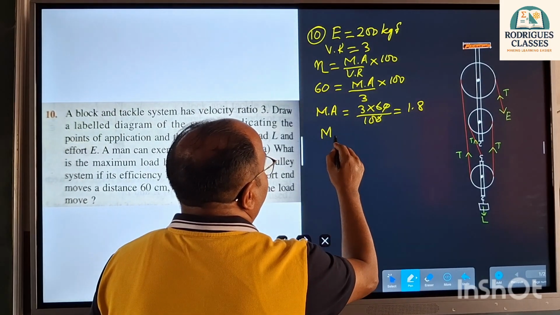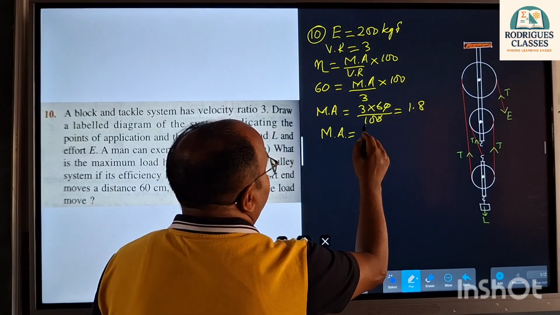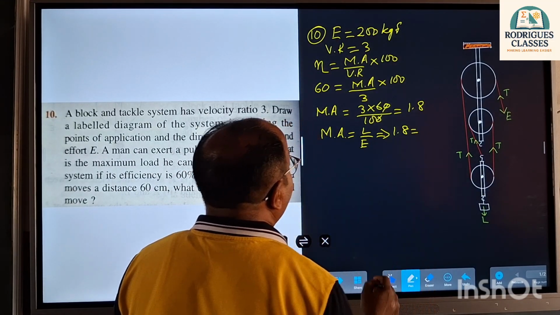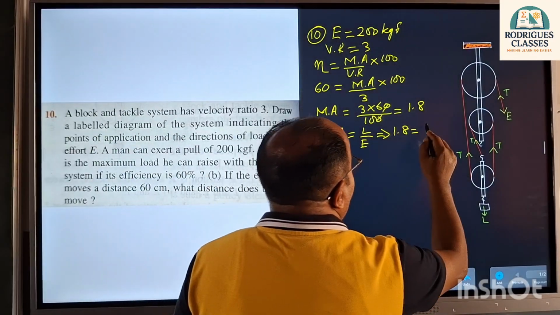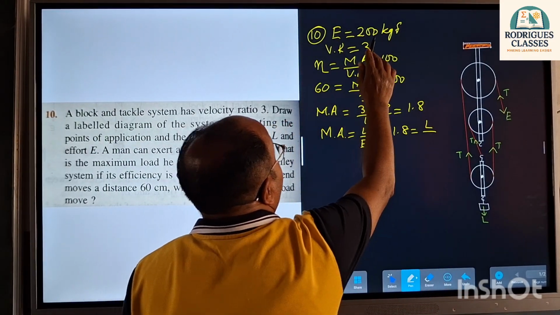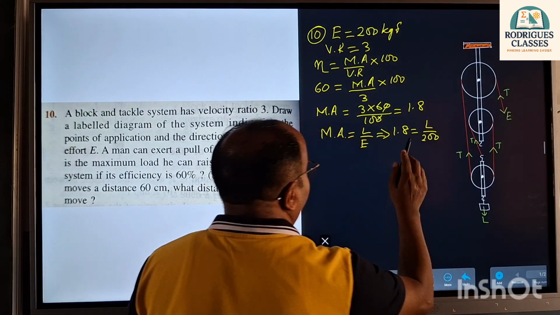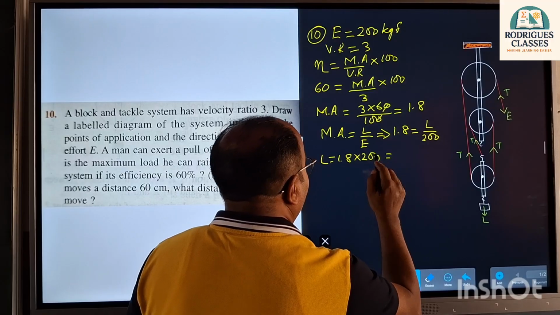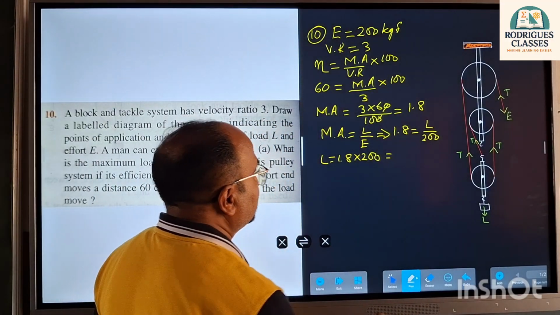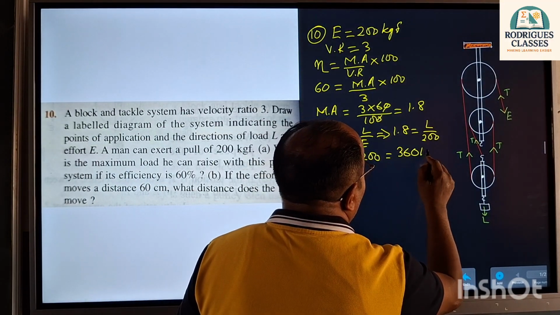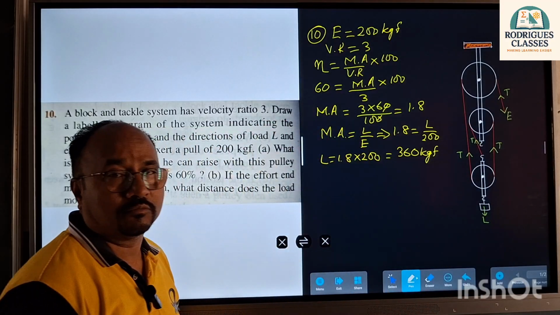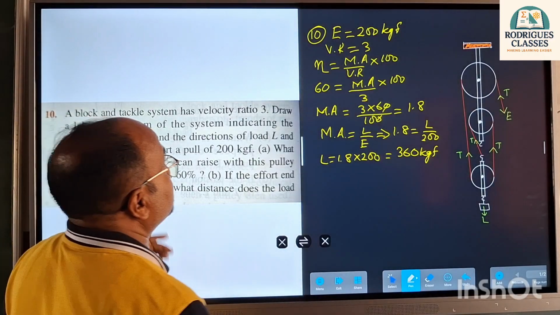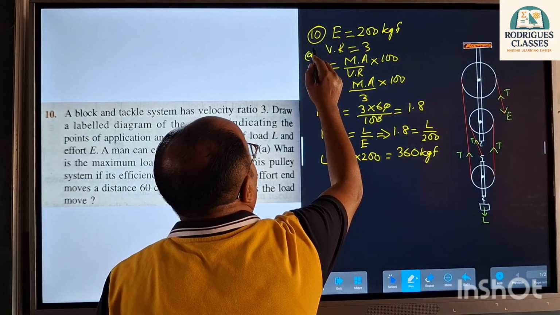So using mechanical advantage as load by effort. So mechanical advantage is 1.8. Load we have to find here and the effort is 200. Okay, so load will be 1.8 into 200. So 10 will remove that decimal. 18 into 200 gives 3600, divided by 10 gives 360. So he can lift a maximum load of 360 kgf. So this is your A part done here. Okay, this was the A part.